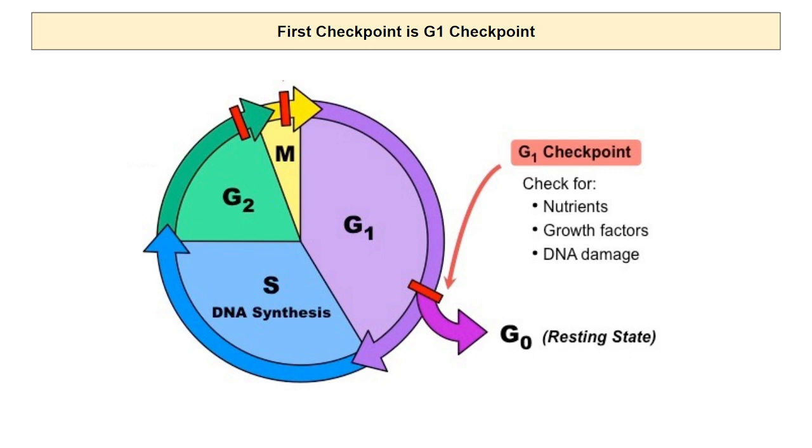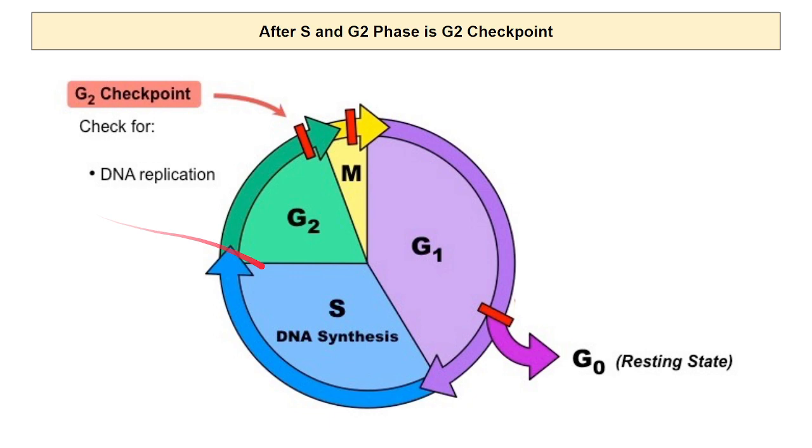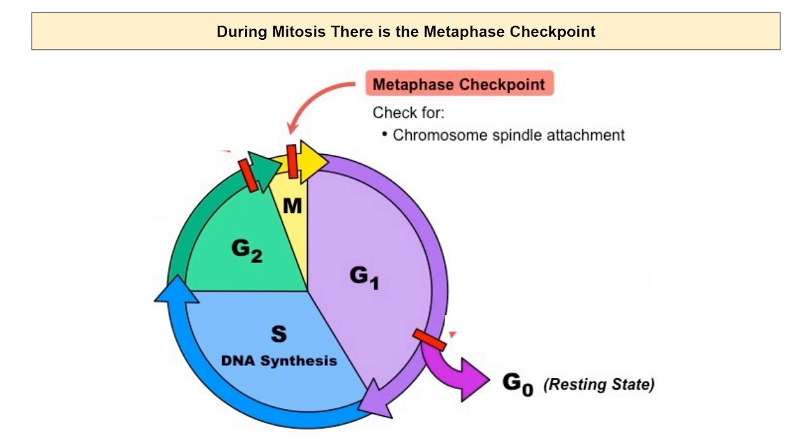Okay. First one is going to be the G1 checkpoint. This is going to make sure you have enough nutrients, growth factors, and that there is no DNA damage before the DNA is replicated in the S phase. Next, you have the G2 checkpoint. This is going to double check that all your DNA is replicated and that it is replicated correctly to reduce the amount of mutations that occur. And then you have the metaphase checkpoint. And this is going to make sure that your chromosomes are properly attached at the spindle fiber and everything is lined up in the middle so that you have an accurate splitting of chromosomes when you finally get to the anaphase / telophase.